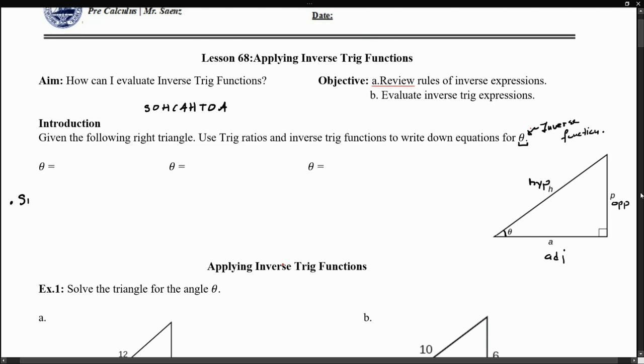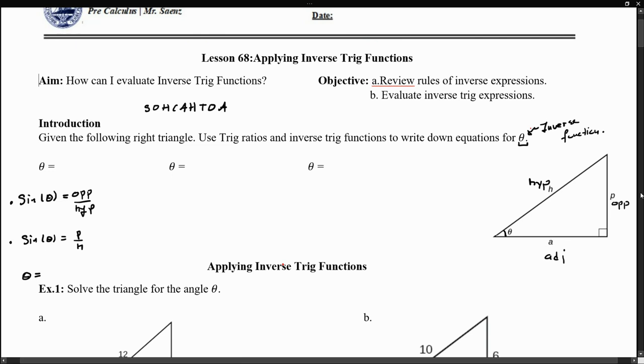Well, I know that if I take the sine of this angle, that's opposite over hypotenuse. But we know what the opposite is. The opposite is P. So let's just rewrite this. So the sine of this angle will be P over H. What this is saying is that if I take the sine of an angle, that's equivalent to some ratio, which is P over H.